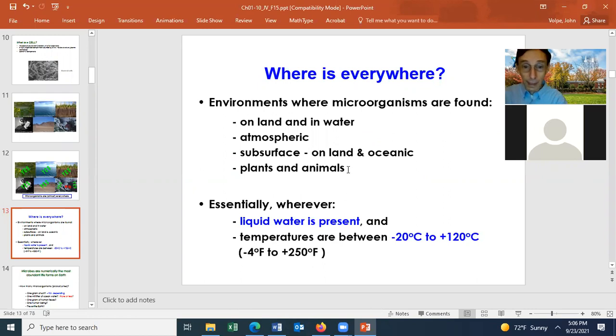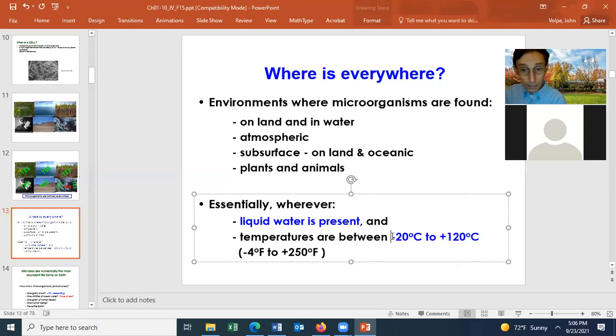All plants and animals have a community of microorganisms living with the plant and animal. And we call that the microbiota. Essentially, wherever liquid water is present, you can find microorganisms. The temperature needs to be between a negative 20 degrees Celsius and 120 degrees Celsius to find microorganisms.